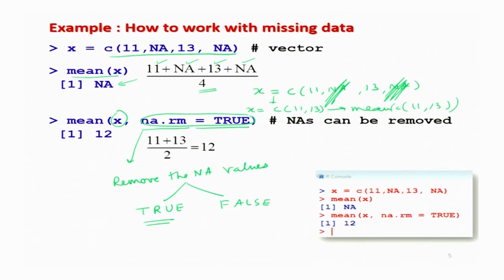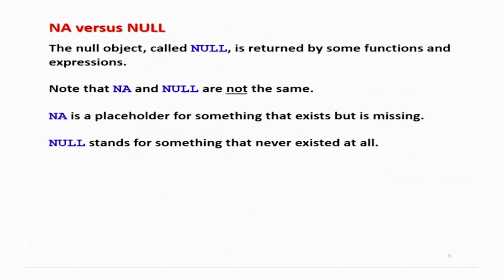So, now if you try to see what will happen here, the answer comes out to be 12. What is happening is that the NA values are removed and then you have two values, 11 and 13, and their arithmetic mean comes out to be 24 divided by 2, which is 12. So, that is what happens when you are trying to deal with the missing values in the R software. This is how you find them and how you operate on them.